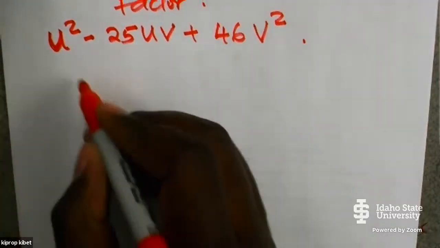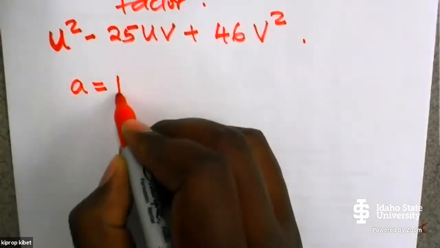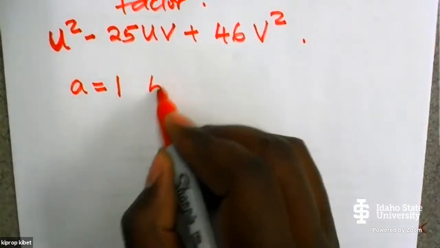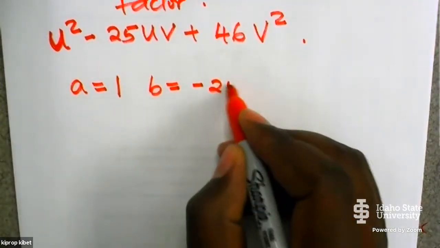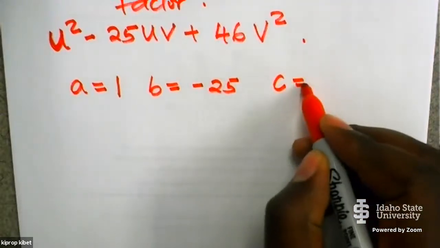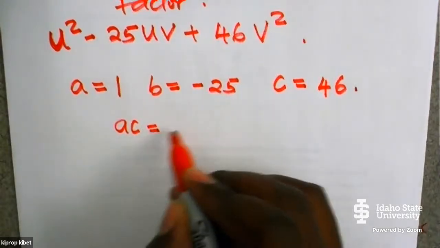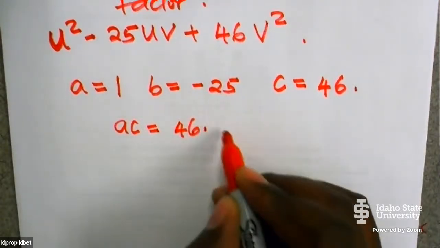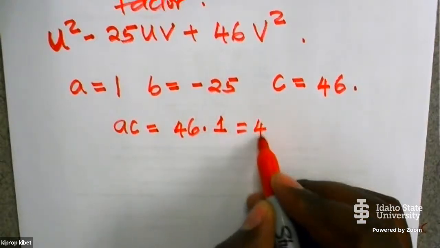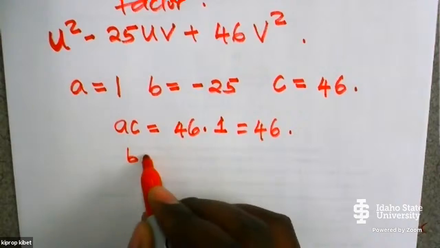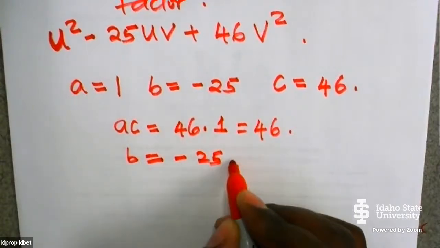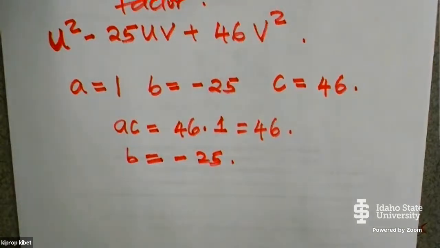So we know that A is equal to what? 1, right? B is equal to what? Minus 25. And C equals 46. Now, AC equals what? 46 multiplied by 1, which is equal to 46. Then B equals minus 25, right? So we need to look for two numbers in which the product is 46 and the sum is 25. So what are the two numbers?